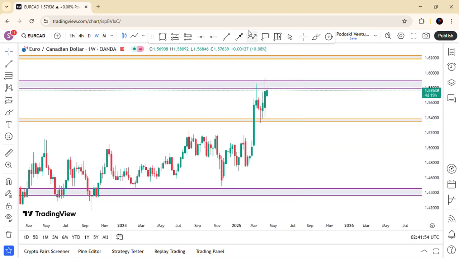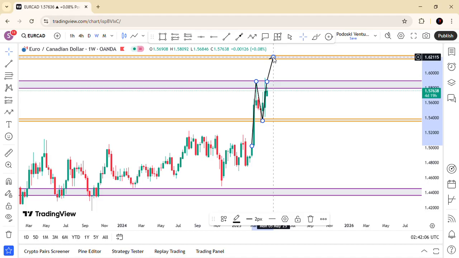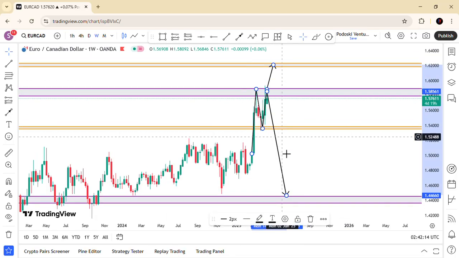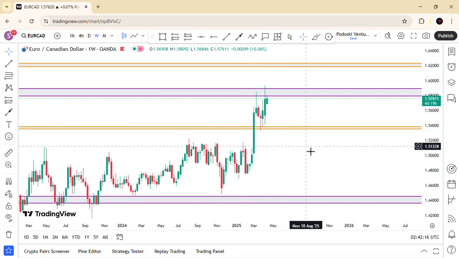You can see price first went to tap into the zone, dropped for a retest, and we are seeing another tap. We are seeing some selling pressure. So will price be able to break out of the weekly zone, or will price drop from here all the way to the downside? Let's go to the lower time frames and find out on EuroCard.